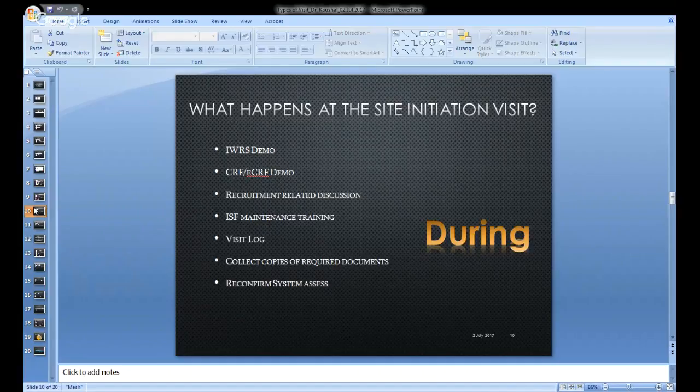The date it is dated on the same day and countersigned by the investigator, confirming that the visit has happened. Collect the copies of required documents.